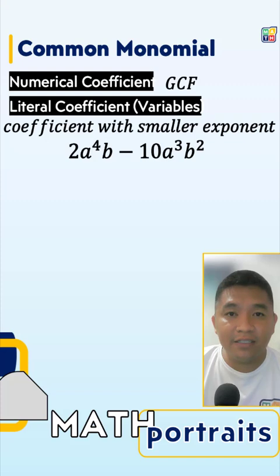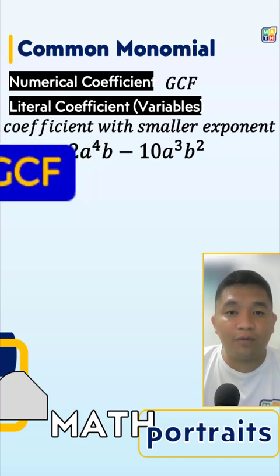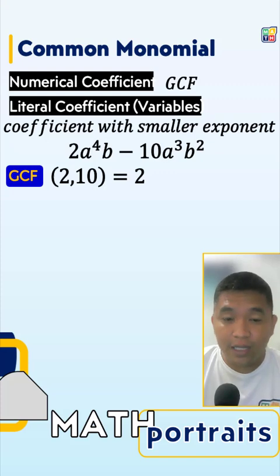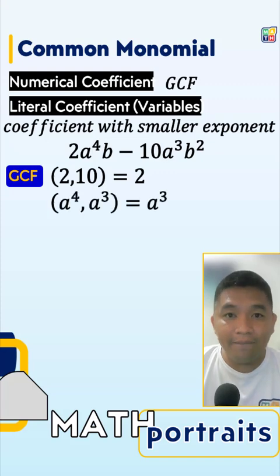Following these methods of finding GCF for common monomial factoring, we are going to consider first our numerical coefficients 2 and 10. The greatest common factor of 2 and 10 is 2. Now let's proceed to the next coefficient, specifically for a. We need to separate the terms or the coefficients, especially the literal coefficients, when necessary. We have here a to the power of 4 and a cubed. The greatest common factor is the expression with the lower or smaller exponent, hence a cubed.